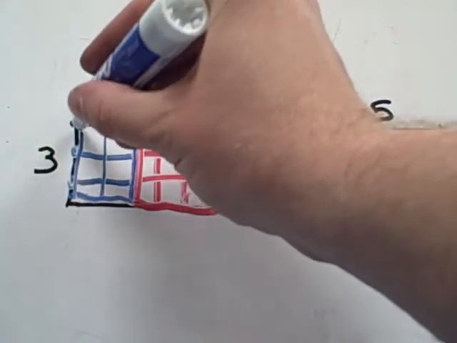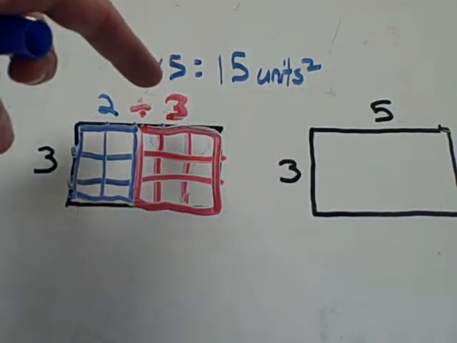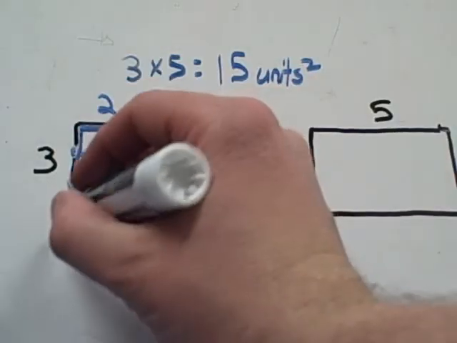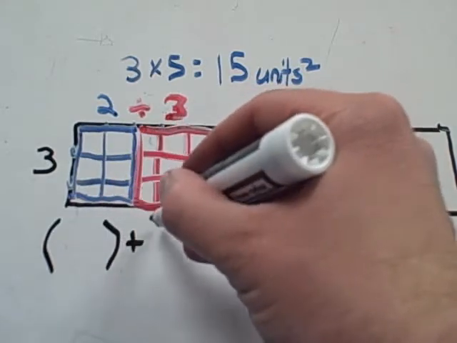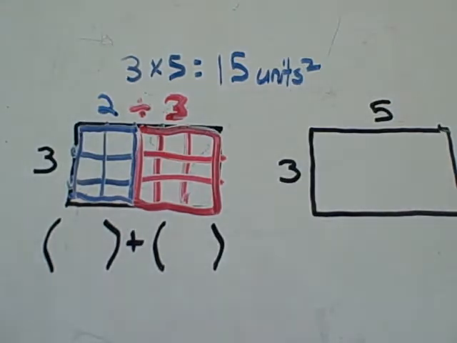Suddenly my equation's going to change. Instead of the equation saying 3 times 5 equals 15, I'm going to have 2 parts to the equation. I'm going to have one part plus another part. So let's do the blue rectangle first.